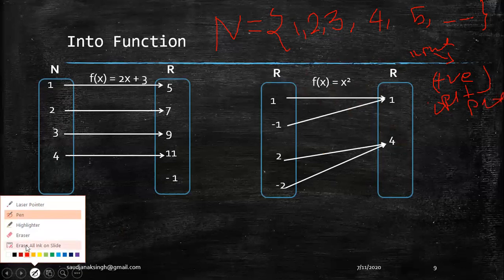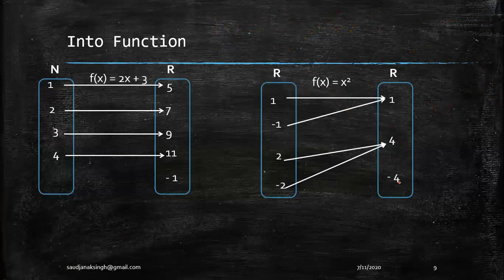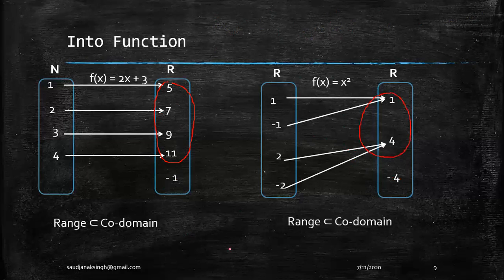So in that type of function, it is impossible to get the result -4, but -4 is also a real number. You do not get a negative number by squaring, right? And here the range is a subset of the codomain. This is the range, which is the subset of the codomain. That type of function is called the into function.